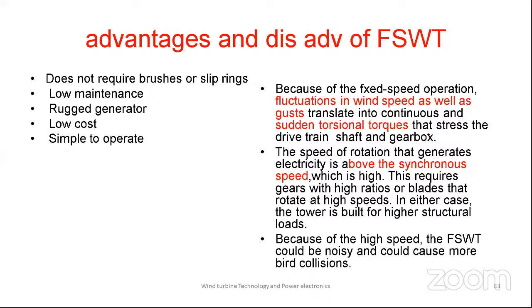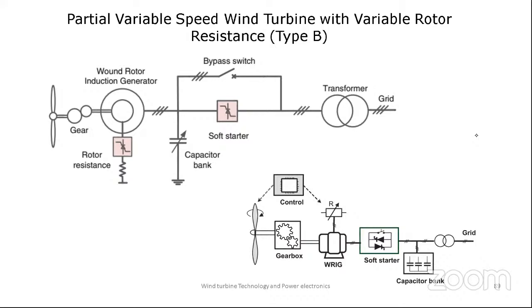Fluctuation in wind speed as well as gusts translate into continuous and sudden torsional torque that stresses the drivetrain shaft and gearbox. It has to be withstood. Right. Because of the high speed, the fixed speed wind turbine could be noisy and could cause more bird collisions. And this is the partial variation of the turbine. Okay, what is the partial variation? Right, so this is the partial variation of the turbine.